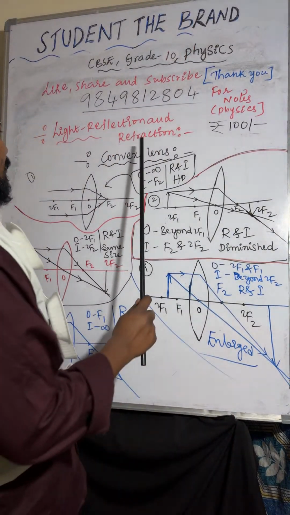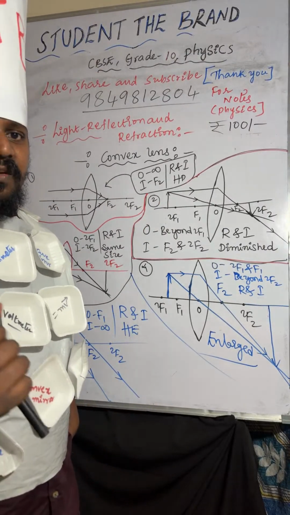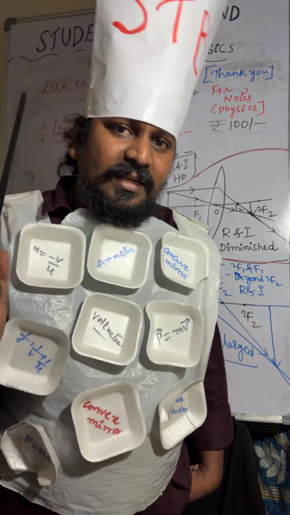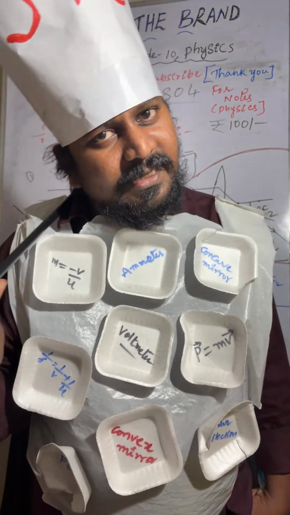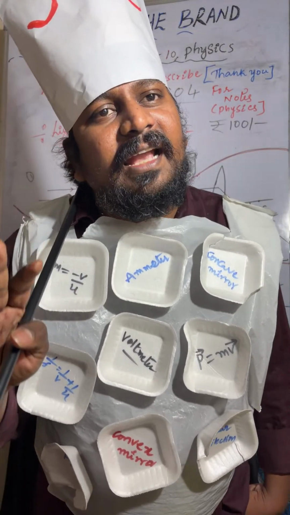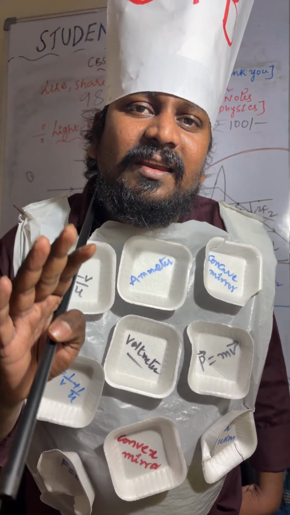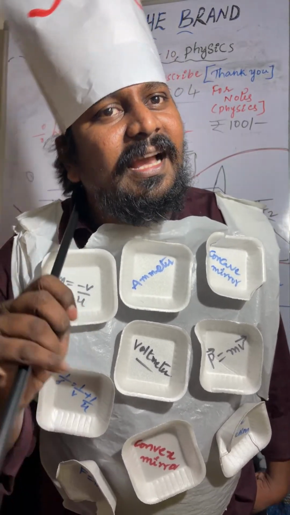So, convex lens. We are discussing convex lens. Object is placed at infinity. Image is formed at focus. Nature of the image is real, inverted, highly diminished.